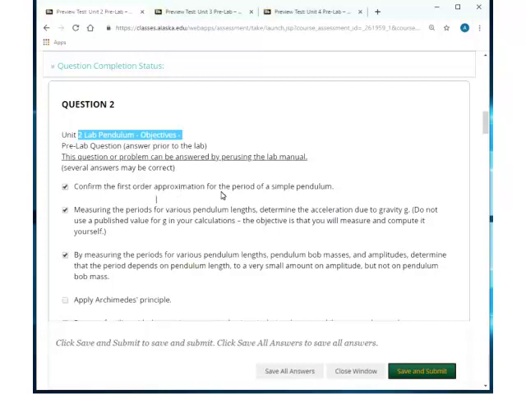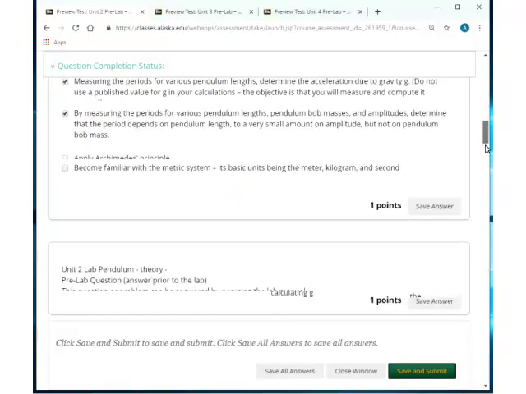Confirm the first order approximation for the period of a simple pendulum. You will see that in the lab when you actually read through it, what that means. And so it's the first 3 objectives that you will see there.